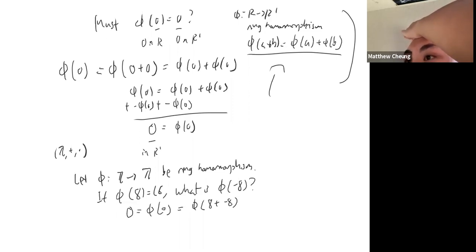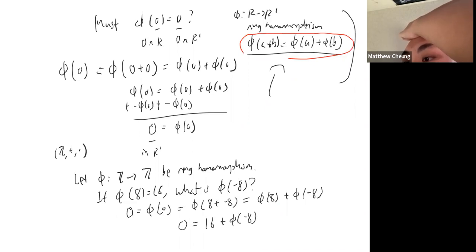So here, let's use the fact that I could split this up. So I'm using this rule now. I could split it up, right? My A is 8 and my B is minus 8. So I have 0 equals phi of 8, which is 16. So hopefully you add negative 16 on both sides. You're going to get the answer. Everyone clear on this?